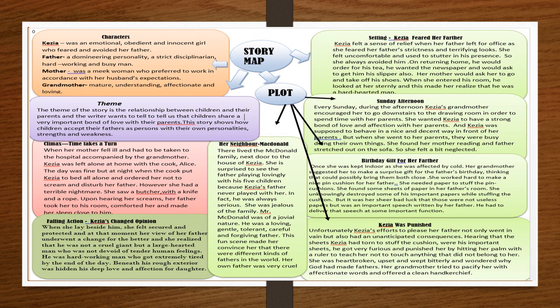Now, students, here we come to the turning point of the story, I mean, the climax of the story. What happened actually was that when Kezia's mother fell ill and had to be taken to the hospital, accompanied by the grandmother, Kezia was left alone at home with the cook, Alice. The day was fine, but at night, the cook put Kezia to bed all alone and ordered her not to scream and disturb her father, who was sleeping in the next room.